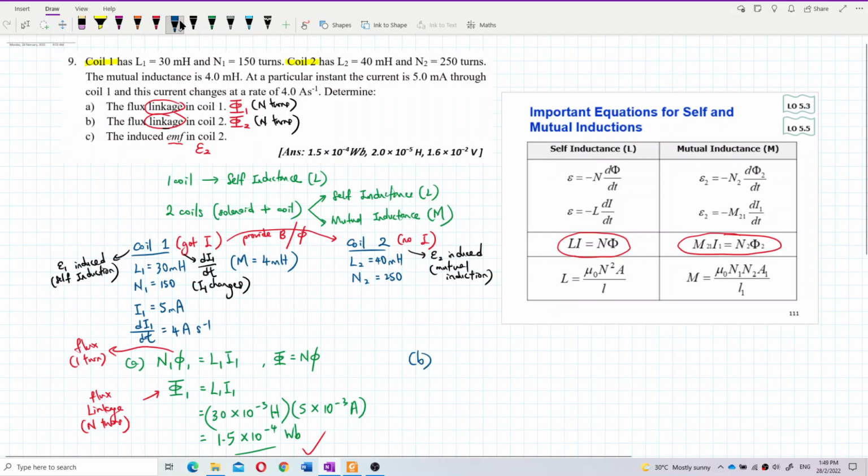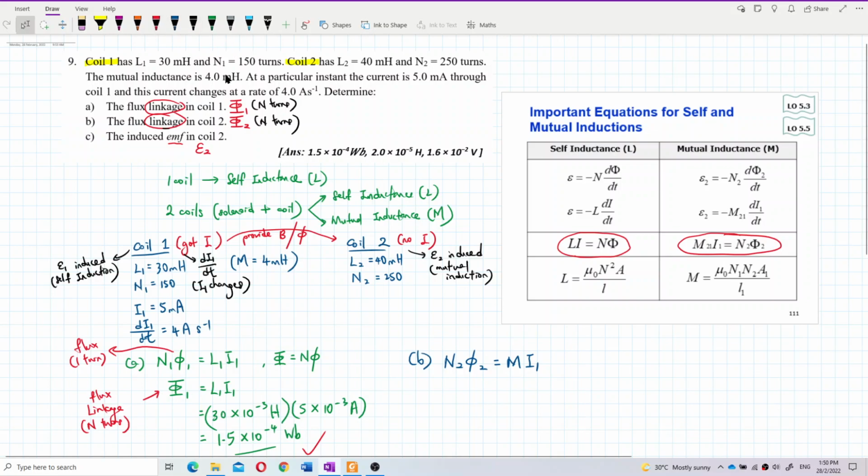Okay, let's do it. We want to find the flux linkage in coil 2, with N2 phi 2 equal to M, the mutual induction, times I1. Why does coil 2 have magnetic flux linkage? Because this flux linkage comes from coil 1. Coil 1 has the current.